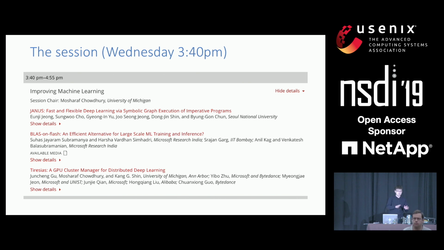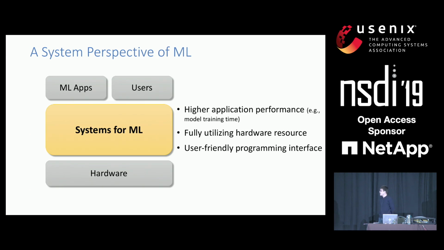But before we dive into details, let me first talk about some of the general common themes behind these papers. Now, what is an ML system? An ML system is basically a software system sitting between ML applications and ML users and the underlying hardware. The goal here is to maximally optimize the ML application performance, typically like how long you train a model, by fully utilizing the underlying available resources, while providing a user-friendly programming interface.